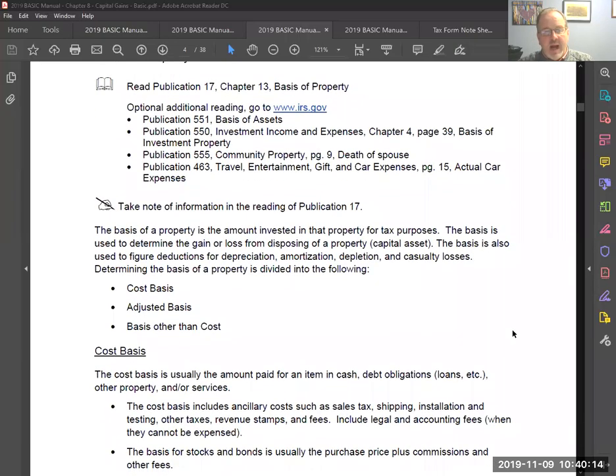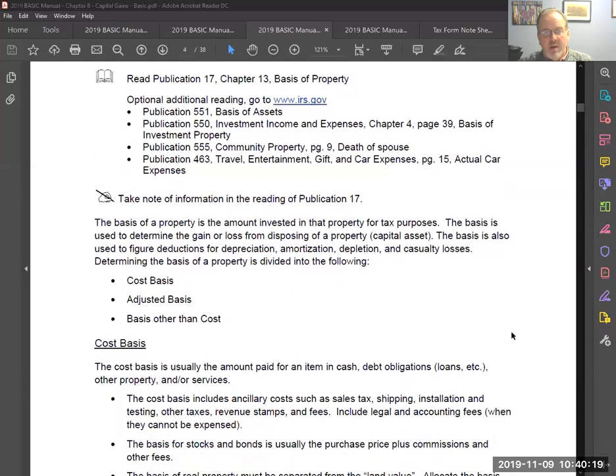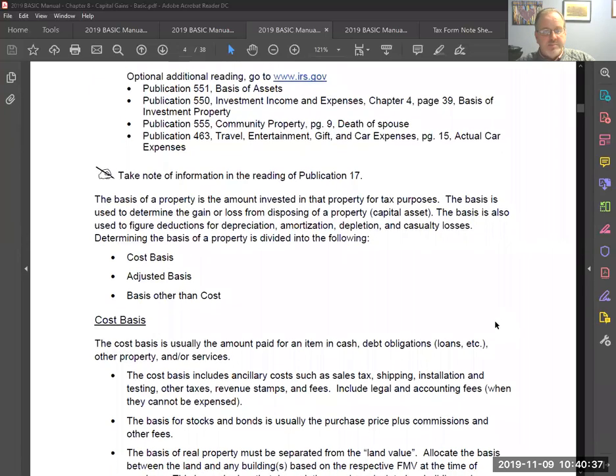Now, at the top of page 8.4, it talks about all these different publications that we have. All of them are very good as far as giving you information. Again, some of the information is such that it's very rare. It's good reference, but I just want to cover the main points that deal with capital gains.